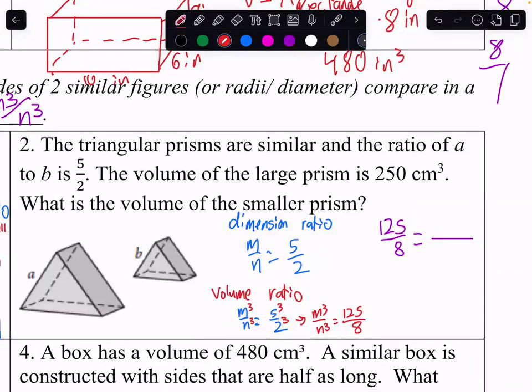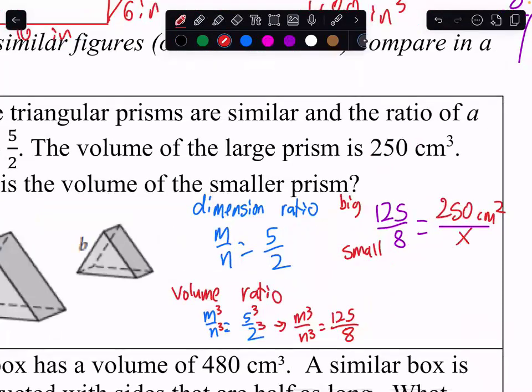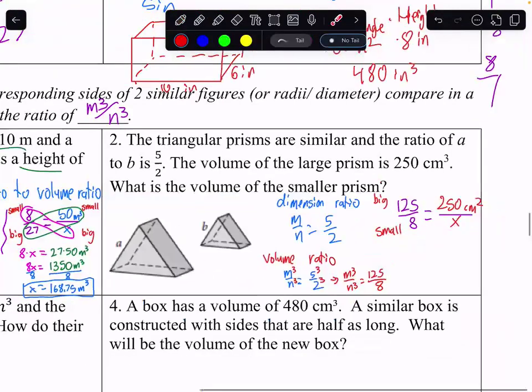For this problem, the big number's on top and the small number's on the bottom. Now we decide where the 250 centimeters cubed goes. This one is for the large prism, so the bigger shape is in the numerator. That means the unknown is the denominator. So it's not always on top. Sometimes it'll be on the bottom. Just by coincidence, the 2 examples were both on top.